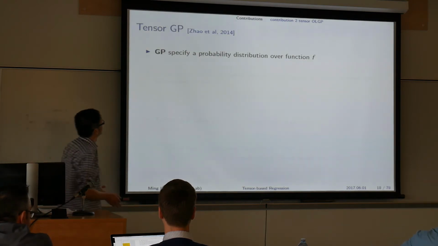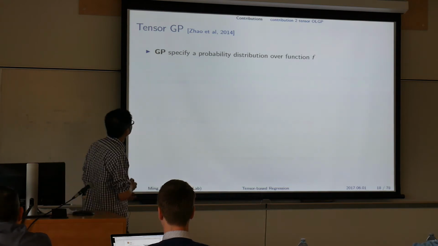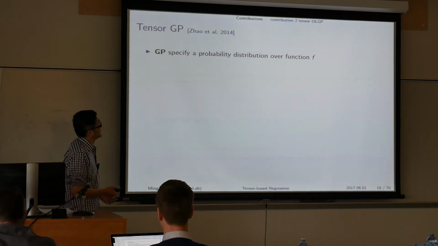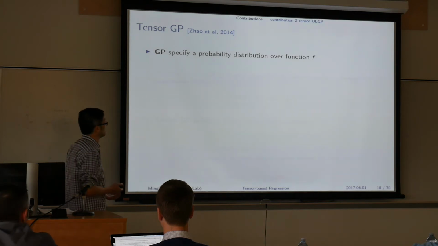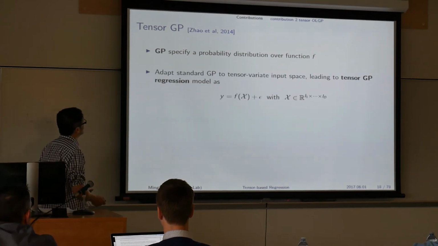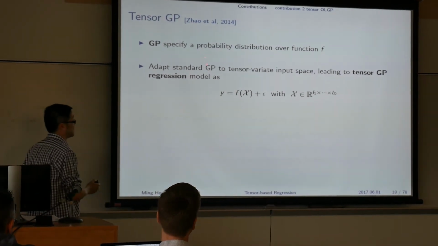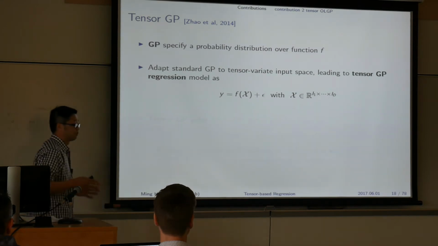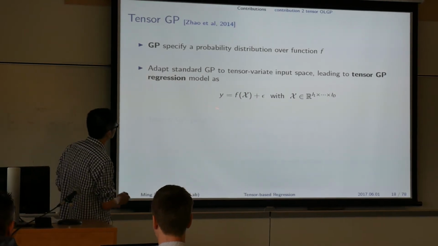It's useful, before introducing our work, to talk about the tensor GP. A GP is just a probabilistic model that can specify a distribution over functions, such that the function values evaluated at a set of input points have a joint Gaussian distribution, and inference can be directly performed on the function space. In the context of tensor regression, Zhao adapted the standard GP to the tensor-valued input space, taking into account the multiway structure of the tensor representation, leading to a tensor GP regression model.